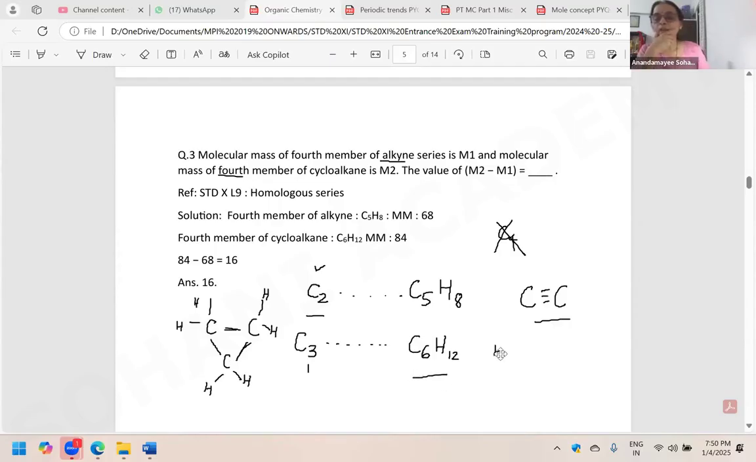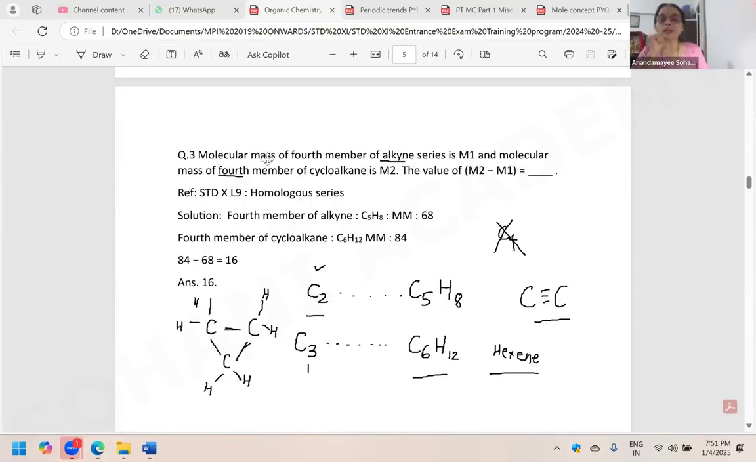C6H12 is hexene also? And C6H12 is cyclohexane also? Do you know what are these compounds called? Compounds with the same molecular formula but different structural formula: isomers, structural isomers. They are called structural isomers because they have the same molecular formula. C6H12 म्हटलं की hexene पण असू शकतो, cyclohexane पण असू शकतो. So they are isomers. So now see the trick in this question.